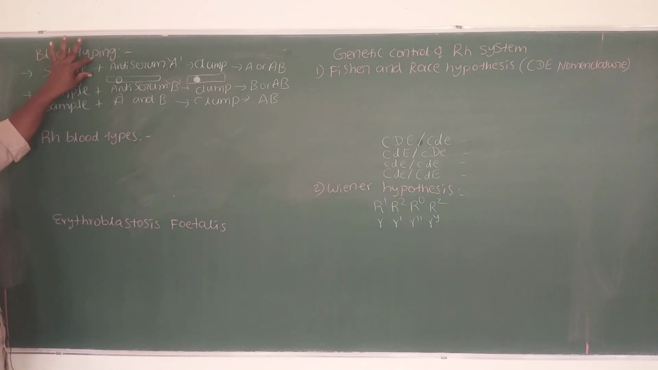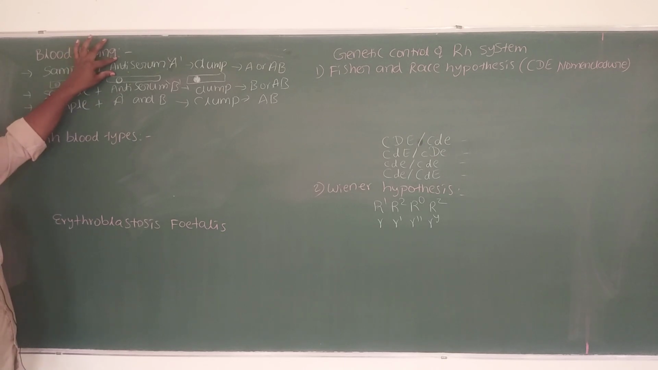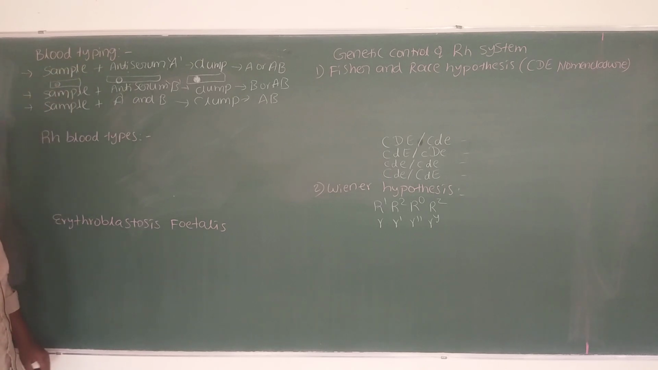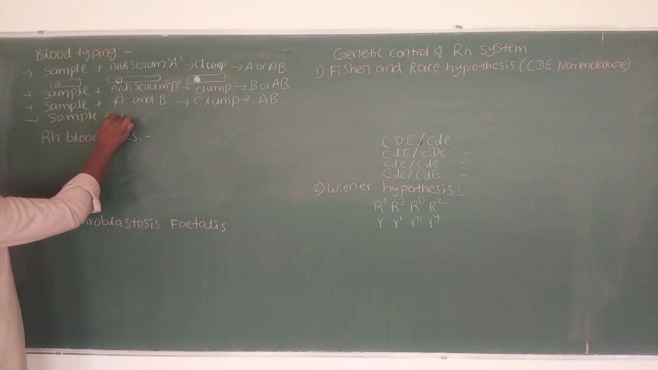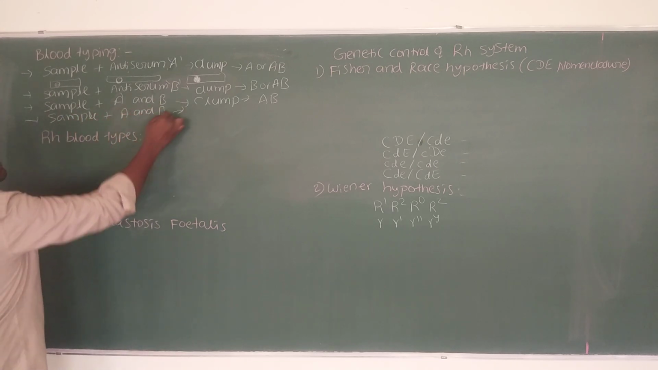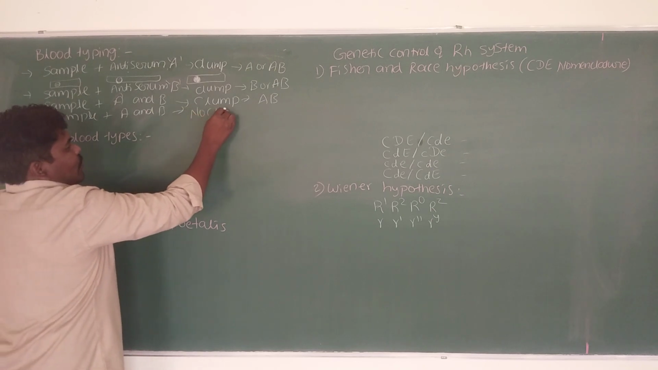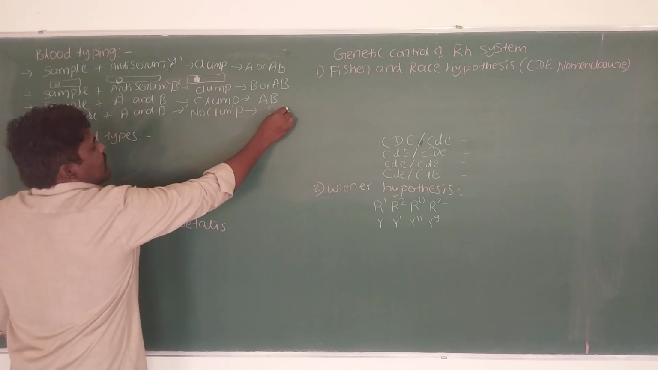After formation of a clump with A, we add anti-serum B. When a clump is formed only with anti-serum A and not with anti-serum B, that indicates the A blood group. Why? Because antigen B is absent. When a clump is formed only with anti-serum B and not with anti-serum A, that indicates the B blood group. If a clump is not formed with either, no formation of clot, that indicates the O group.